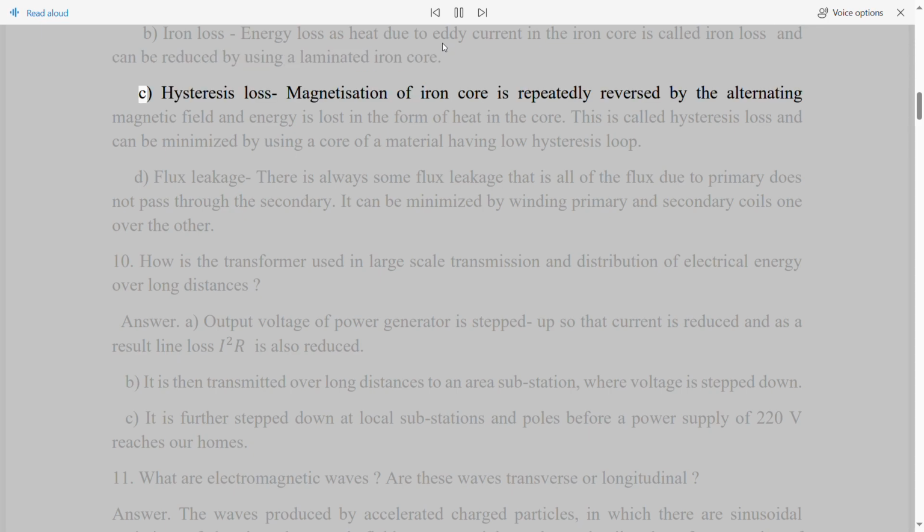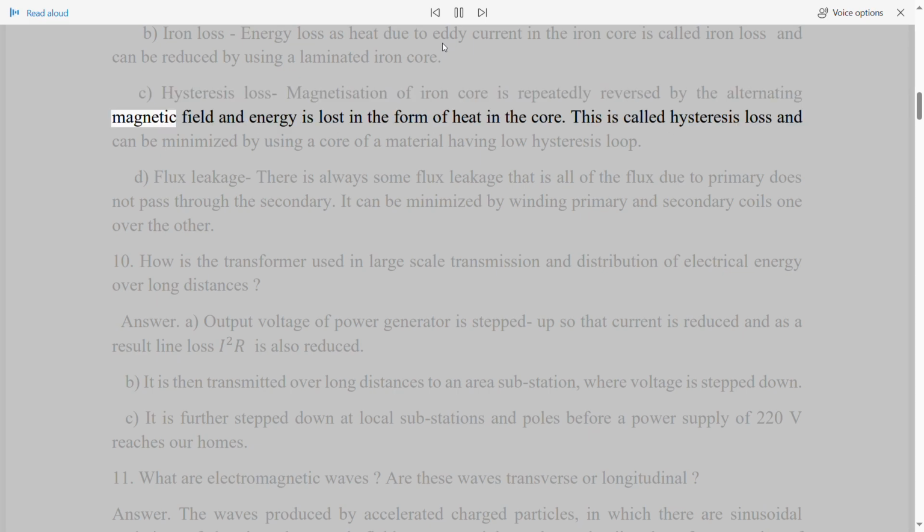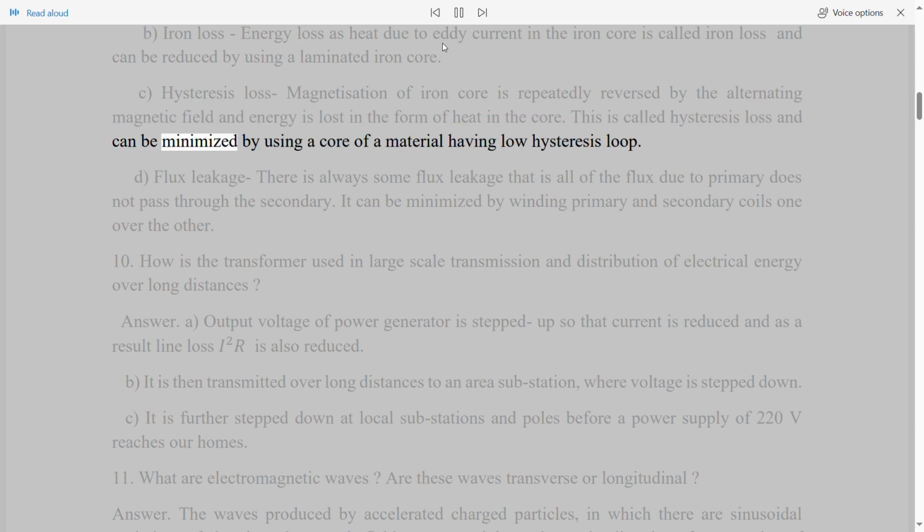C. Hysteresis loss: magnetization of the iron core is repeatedly reversed by the alternating magnetic field and energy is lost in the form of heat in the core. This is called hysteresis loss and can be minimized by using a core of a material having a low hysteresis loop.